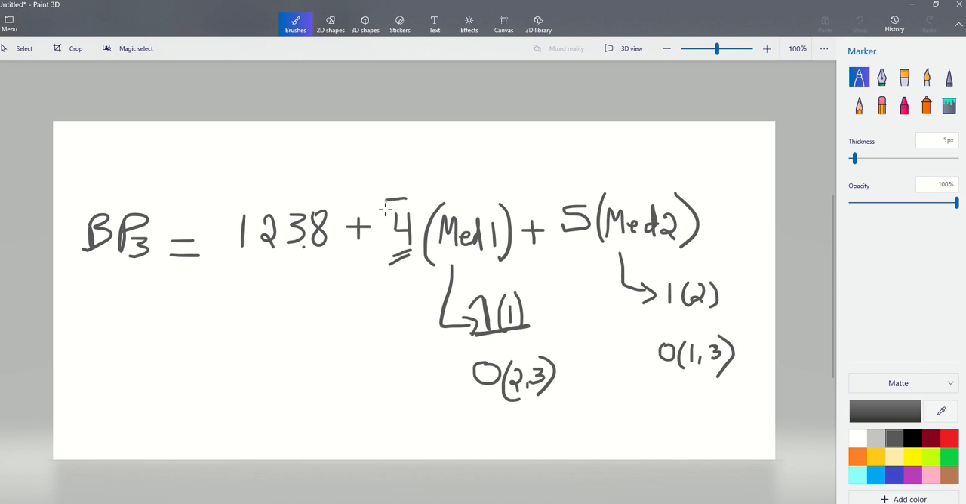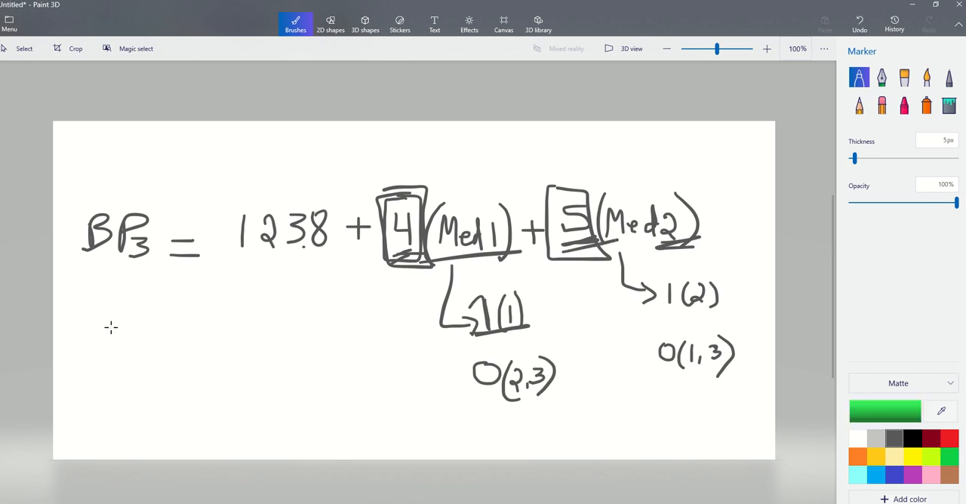Okay, so using that model, this 4 tells me that patients on medication 1 on average have a blood pressure of 4 units higher than patients on med 3. Remember, the reference is med 3. And this tells me that patients on medication 2 have a blood pressure that is on average 5 units higher than those on medication 3. Okay, and this slope is statistically significant, and that slope is statistically significant as well. Meaning the difference between med1 and med3 is statistically significant, and the difference between med2 and med3 is also statistically significant.